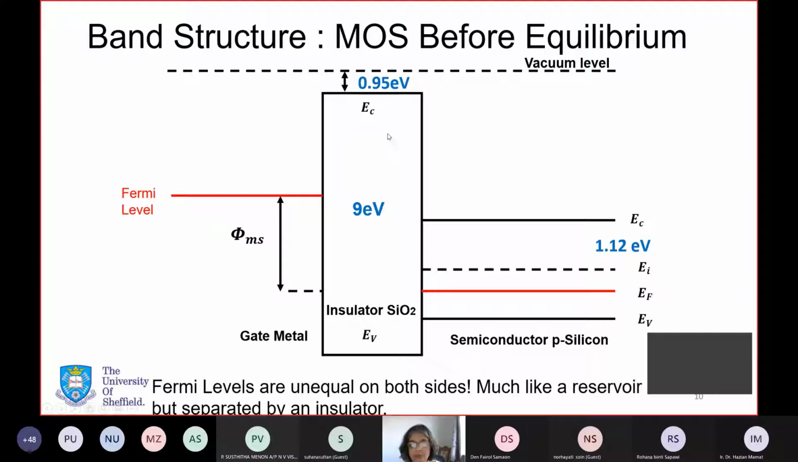And in between these two is the insulator. Traditionally, it was silicon dioxide, and it has a large band gap, which means that electrons cannot go readily through from the semiconductor into the gate or vice versa. What we notice here is that the Fermi level here is different from the Fermi level here. And it is much like a reservoir of water, except that there is no direct pipe that will connect these two sides.